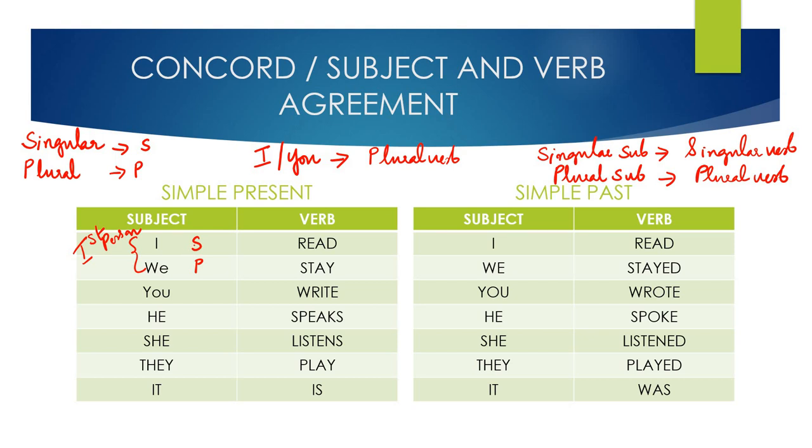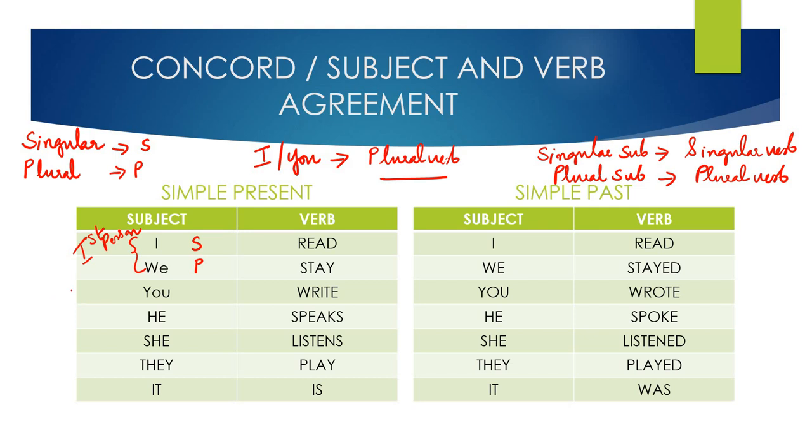So when I comes in a sentence, the verb should be read. We can't add S to read. We already learned that I only takes a plural verb. So it should be simply read. We is a plural subject, should be followed by a plural verb. That is why we write stay, where we are not adding any S to the word stay.